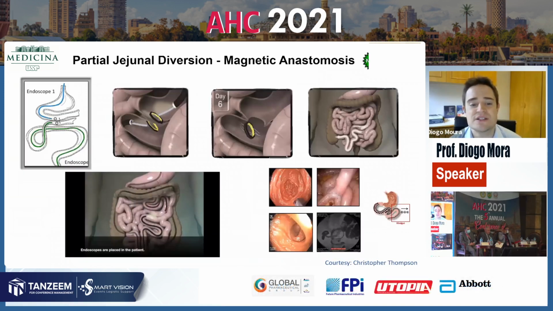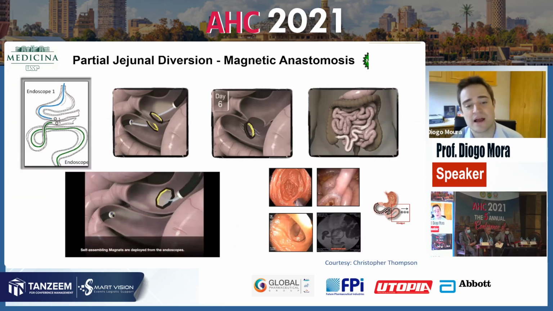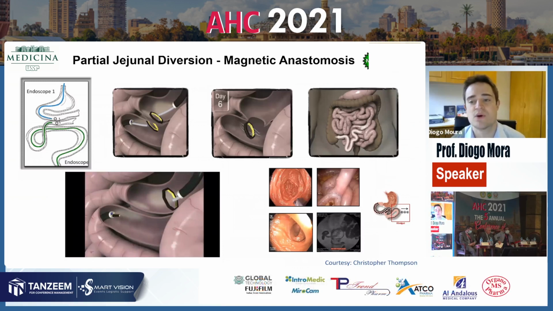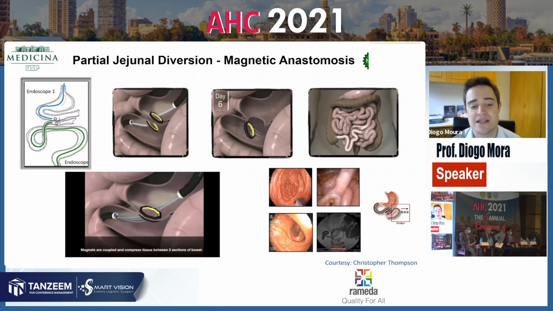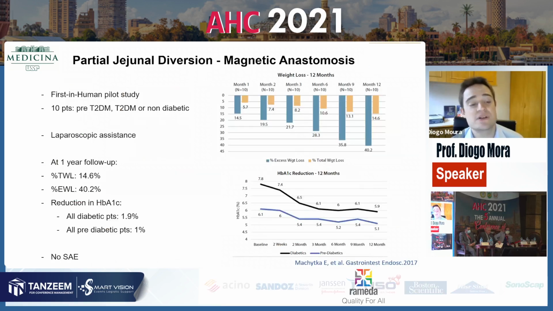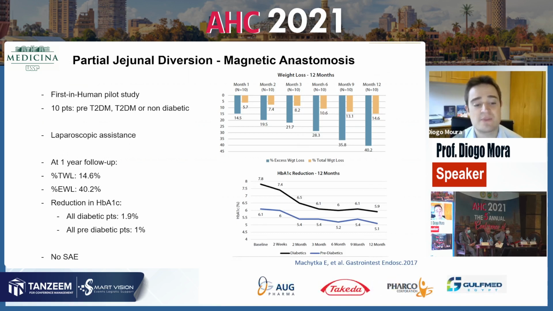Partial jejunal diversion, this is also a very interesting approach. So you have two pediatric colonoscopes, one you go through the mouth and the other through the anus. Then you place one in the proximal jejunum and one in the distal ileum. You put them together, and then after 6 days, you're gonna have the anastomosis. So it's a jejunal-ileal anastomosis. And the first results in humans were very, very promising. A total body weight loss of 14% and a reduction in HbA1c in all diabetic patients. So it's a really, really interesting approach.